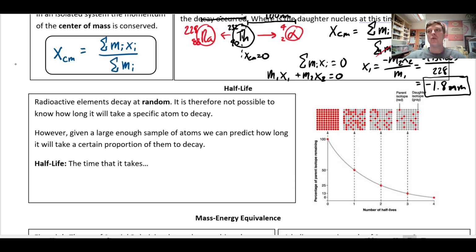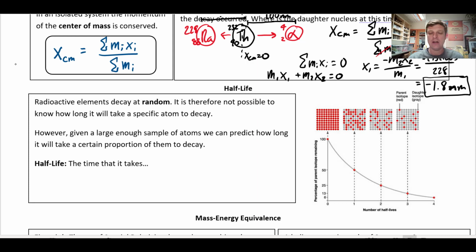Just like if I gave you 100 coins and told you to flip all 100 of them, I would have a pretty good idea after you flip them all that you would have about half heads and half tails. So because of this randomness, we can only measure the decay in half-lives, okay?